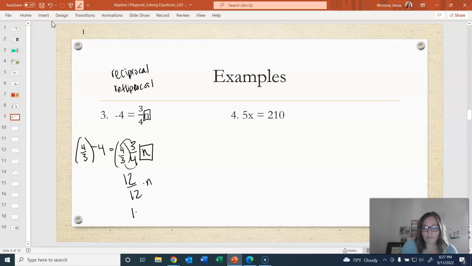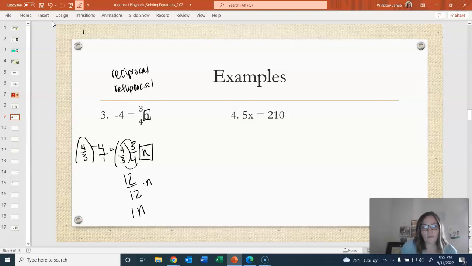12/12 is 1. And remember, that's the whole point. We wanted to get n by itself. Now, I say by itself because it just has a 1, right? 1n is just n. So over here on the left-hand side, whenever you have a fraction, I think it's easiest to make them both look like fractions.